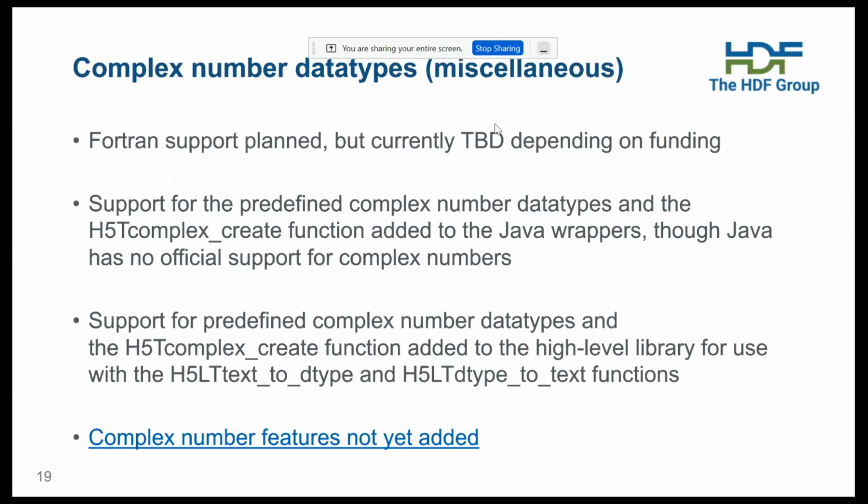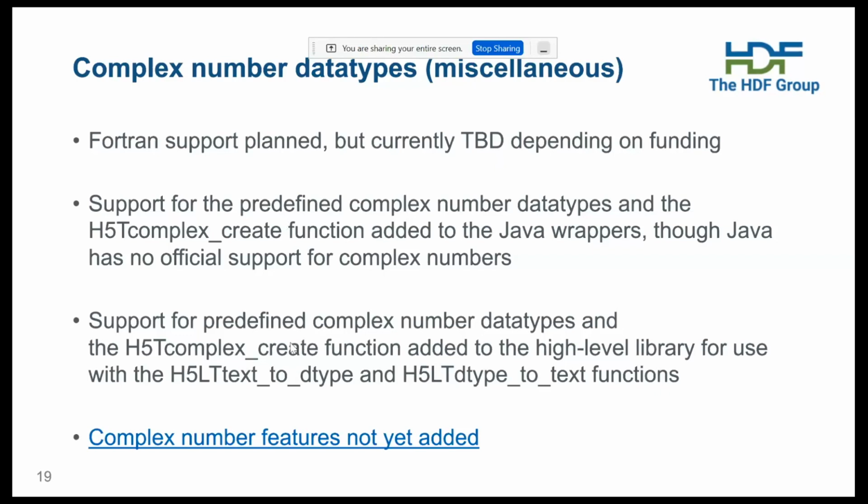Just the miscellaneous things. Fortran support's planned. It's not currently implemented, but we're wanting to do it. It's just really a matter of funding and interest from the community on it. Added support for the complex numbers and the new API function to the Java wrappers, but since Java doesn't have any official support for complex numbers, it's a fairly limited use, though you could still use them. You just have to be careful with what you're doing.